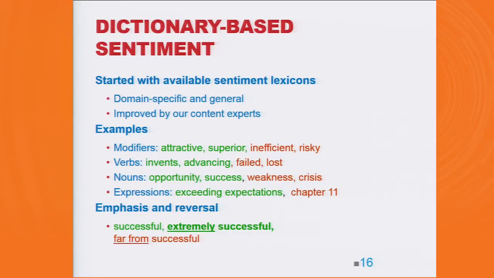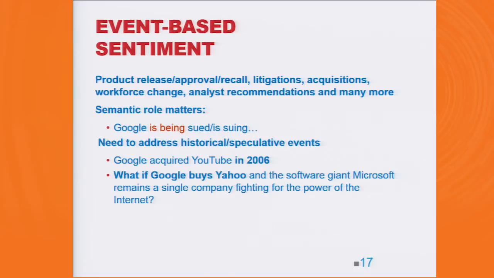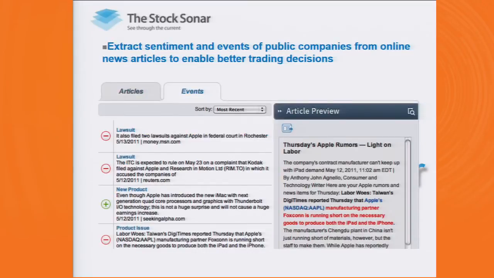So here are just some examples of what we have in the lexicon. There are over 8,000 words for the financial lexicon, things like what you see here. Here are some examples of the event-based patterns that were learned by the unsupervised relation extraction. And this is actually how the system looks.